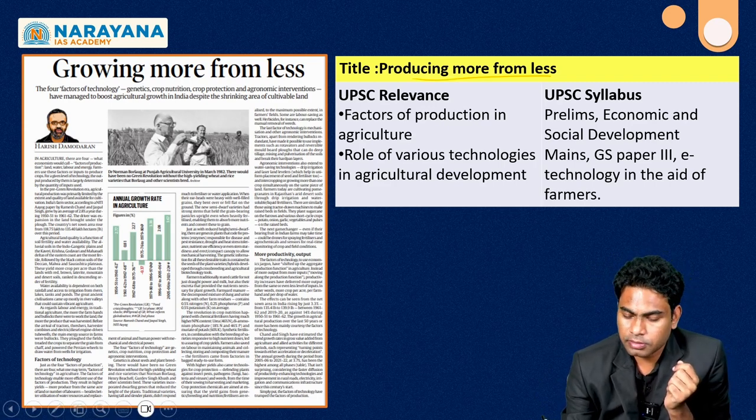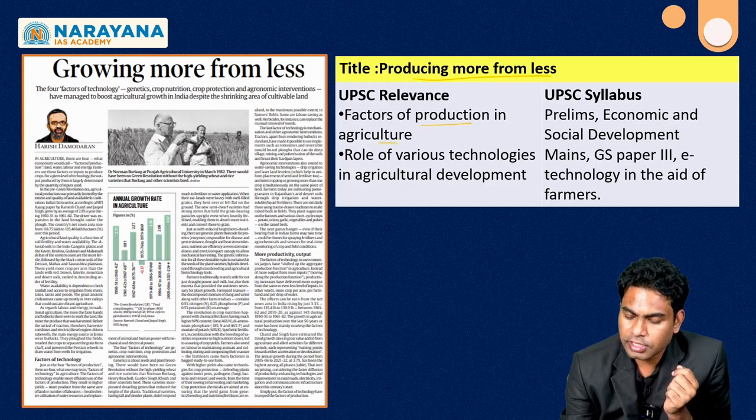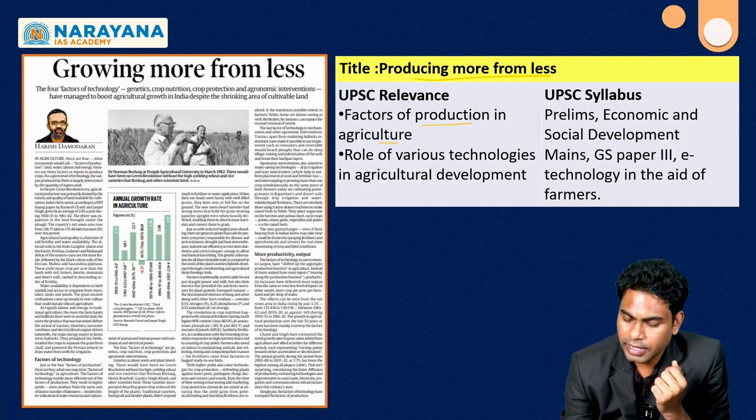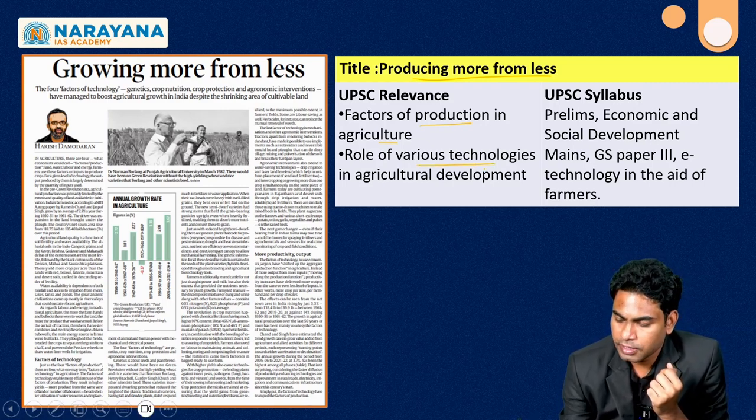The relevance of the topic: factors of production in agriculture. So we are going to learn about various inputs that could improve the production, and the role of various technologies. Relevance of the topic from the UPSC point of view: GS Paper 3, Technology for the Aid of Farmers.